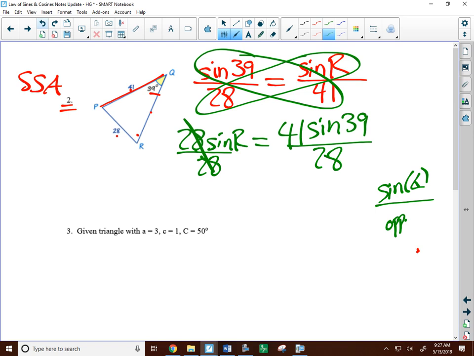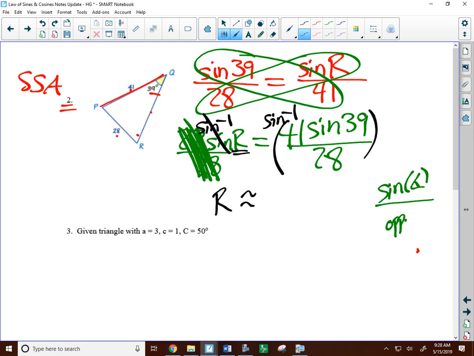Again, don't put this in your calculator yet. I'm not going to write another step. I'm just getting rid of that 28. All that's left is sine of r. What do we do to get r? Inverse. No angle with sine, cosine, or tangent, so do the inverse. We'll do sine inverse to both sides. On the left side, it cancels out, and we'll just be left with r. On the right side, we're going to be rounding, so I'm putting approximately equal to, and we put this in our calculator.